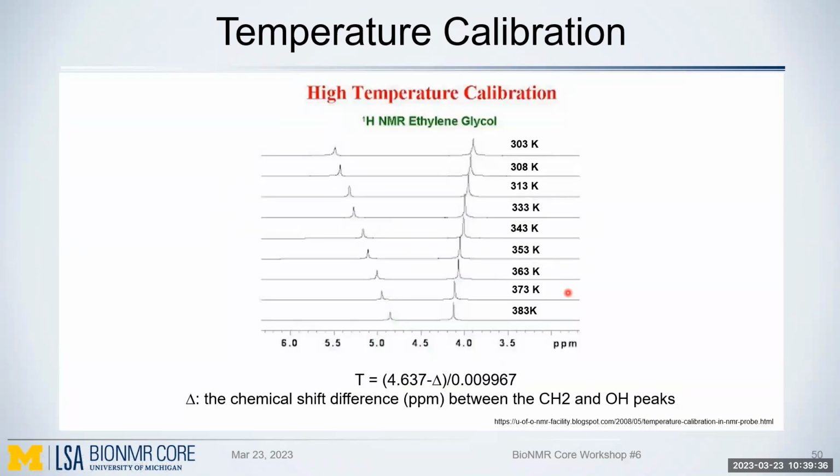And here shows how we do the temperature calibration. This is ethylene glycol. So what you do here is that you record the 1D proton spectrum of this calibration sample, ethylene glycol, at increasing temperature. And then for each of these spectra, for example, for this spectrum at 303 Kelvin, you measure the chemical shift difference between this OH peak and the CH2 peak. And then you put this chemical shift difference into this equation down here. Then you can get the actual temperature of your sample. So for each temperature, you can put in this chemical shift difference and get the actual temperature of the sample.